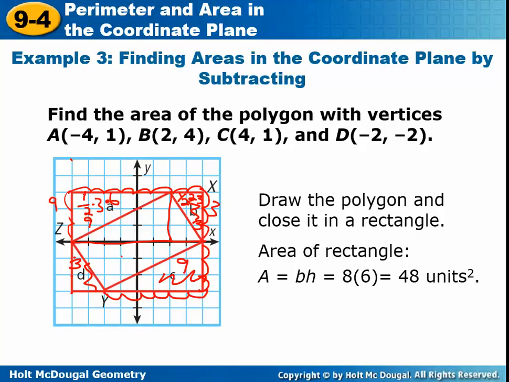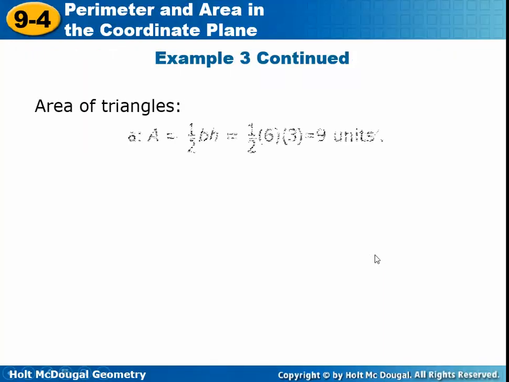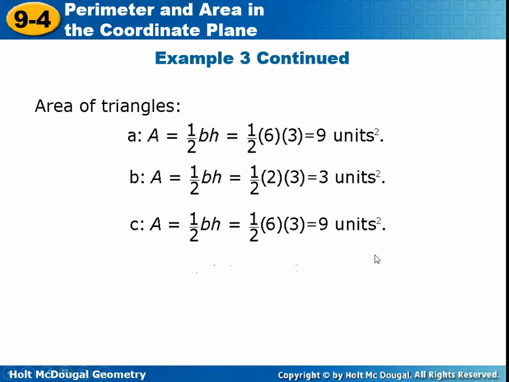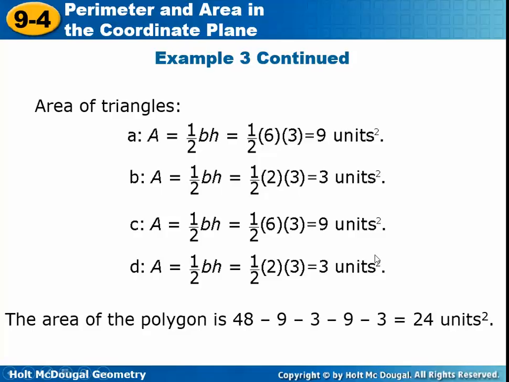So this is 9. So if I take 48 minus 9 minus 9 minus 3 minus 3, I would have the area of the remaining quadrilateral. So what is that? 18, 19, 20, 21, 22, 23, 24. So 48 minus 24 is 24. So that's another tool that you could use to find the area of a quadrilateral: you could subtract.